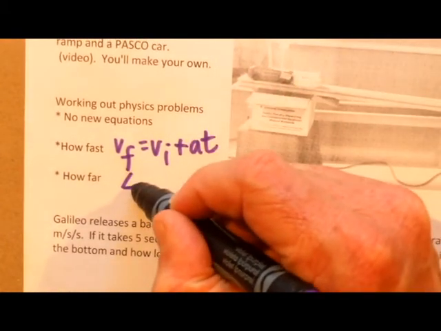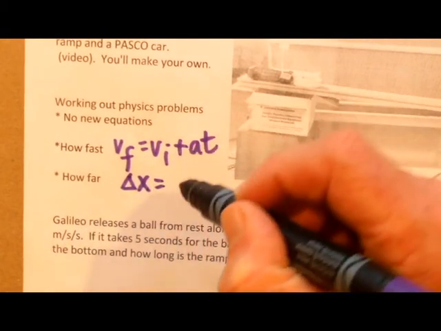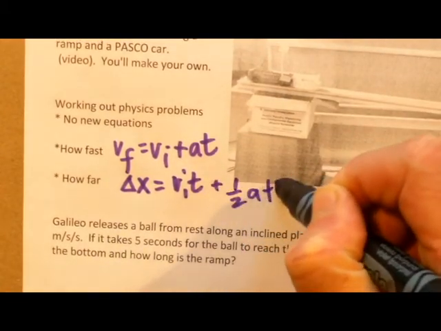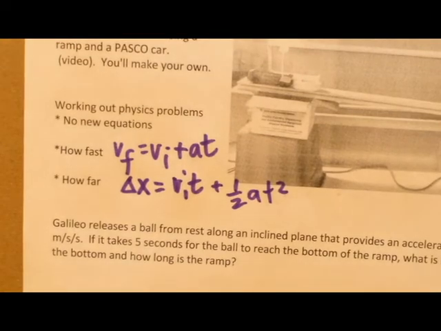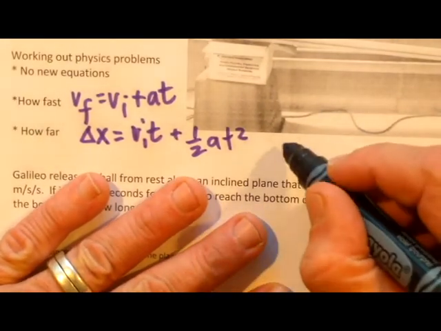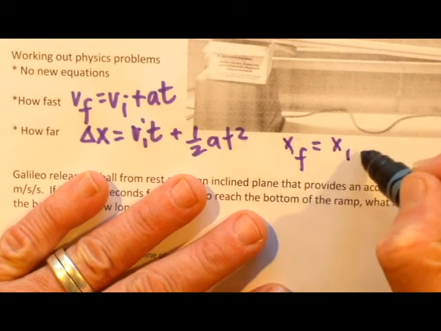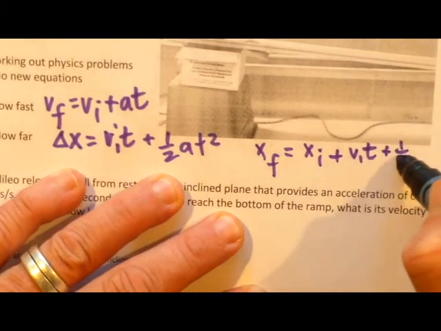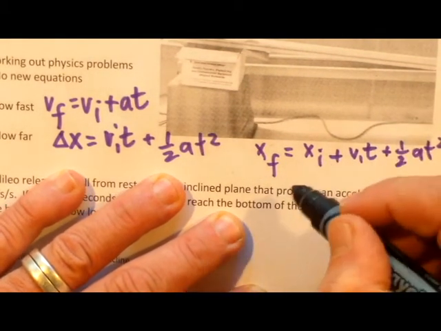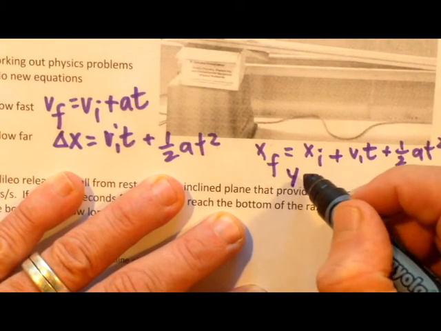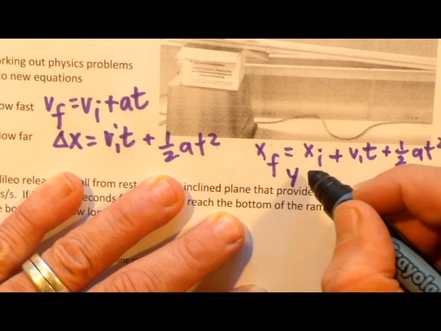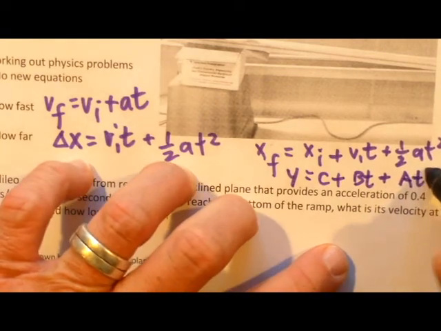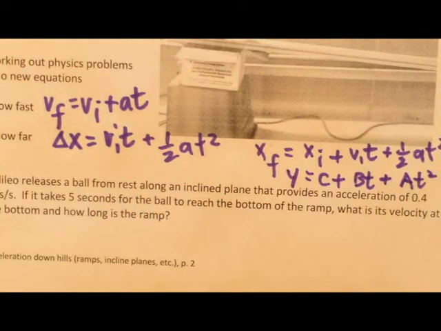And we have the how far equation. Again, some books write that delta x equals Vit plus 1/2 At squared. Other books might write the equation x sub f equals x sub i plus Vit plus 1/2 At squared. And that again corresponds to an equation for a parabola, or your parabolic equation, c plus bt plus At squared. That's what you might see in a math course for a quadratic equation.